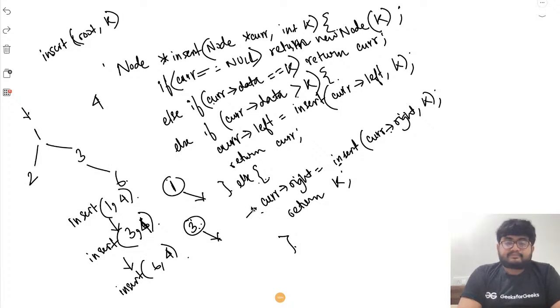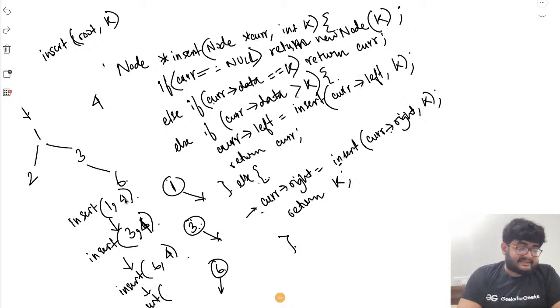Now for 6 comma 4, which condition is true? Current of data greater than k is true, because current of data is 6, and 6 is greater than k, that is 4. So what will we do? Current of left is equal to insert, it will again call insert with current of left. What is the left of 6? Left of 6 is null. So we'll call insert null comma 4.